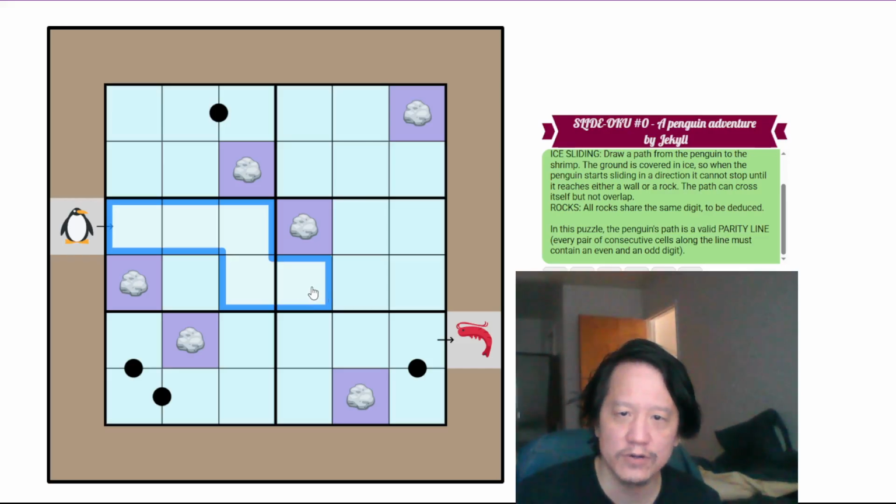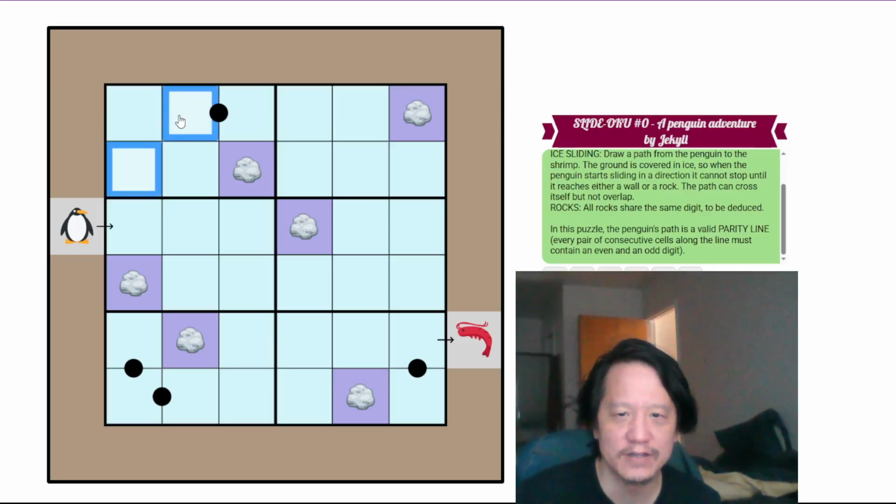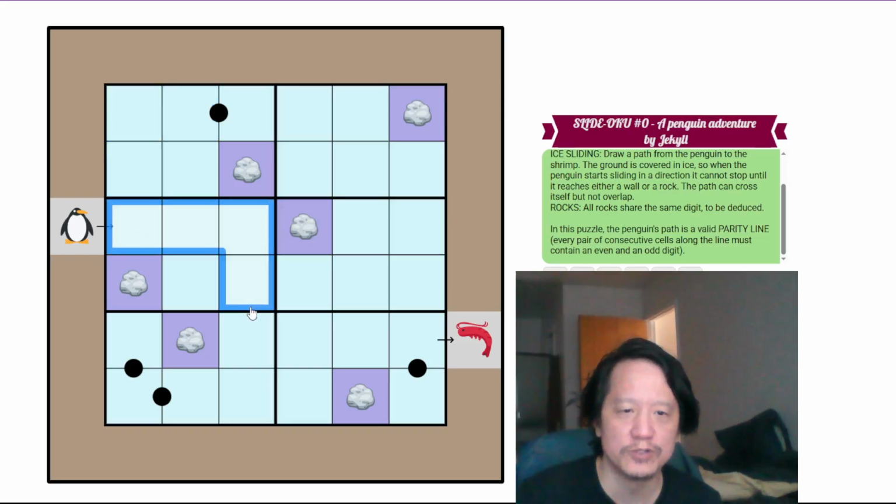How does that work? Can the penguin go diagonally? I don't think so, right? Maybe it can go diagonally. I'm assuming you can only go horizontally and vertically, but that could be wrong, right?